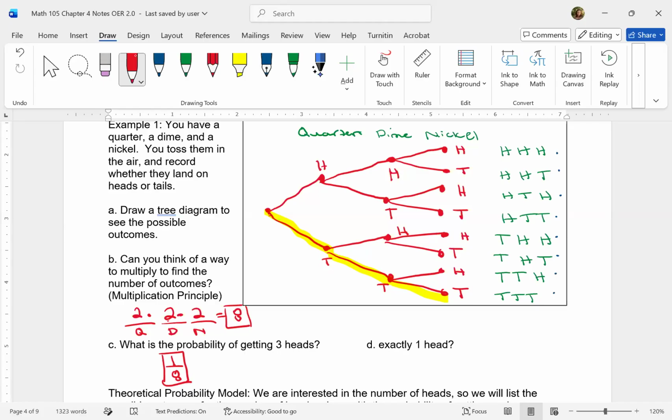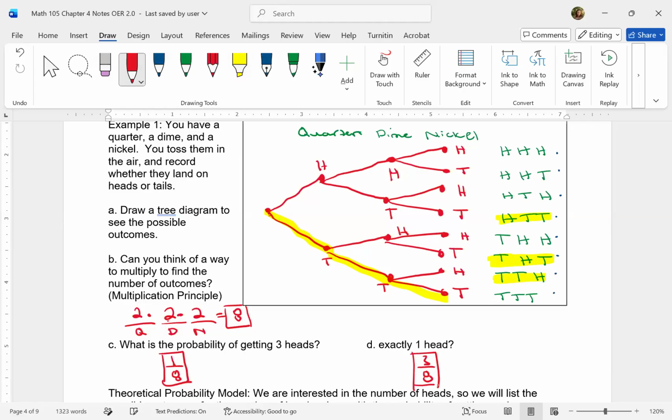Now, this one's different though. What would be the probability of getting exactly 1 head? In that case, we actually have a few possibilities. So I come up here and I see that right here, I have quarters, it was heads, and the other 2 were tails. This one works, right? In that case, dimes was heads, and the other 2 were tails. And then this one had nickels heads, the other 2 tails. So 3 out of 8.